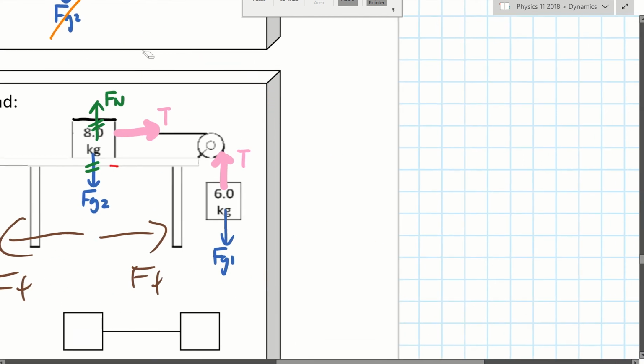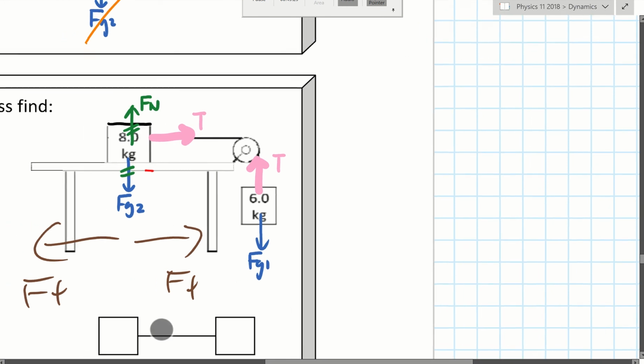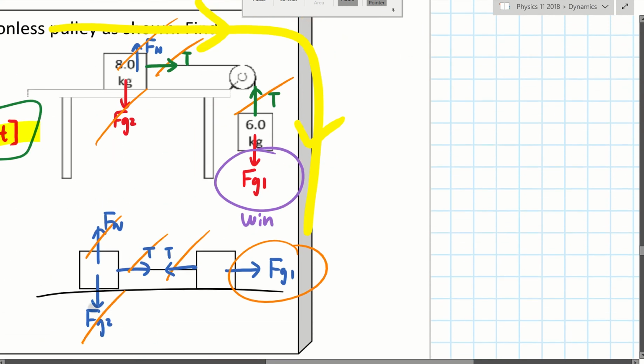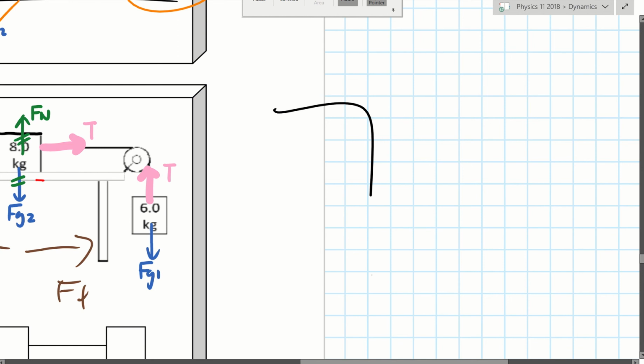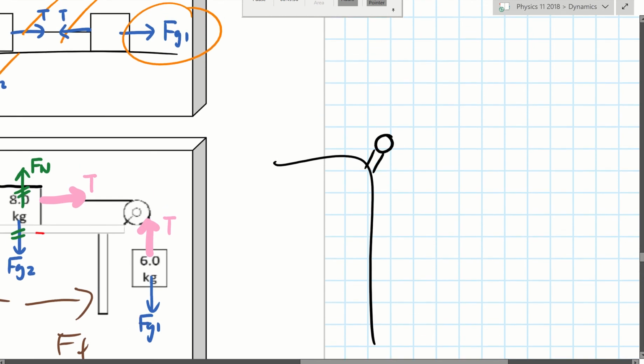Without friction, no one is fighting Fg1. Look at the last question: who is fighting Fg1? No one. So what does that really mean?